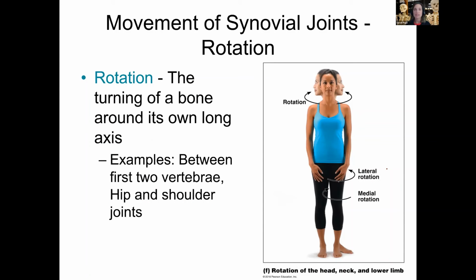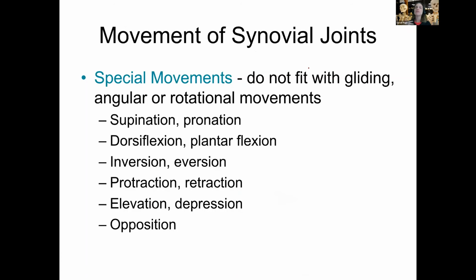Rotational movements, that's our last one. These are turning the bone around a long axis. So you can rotate your head and you can also rotate your arms. This is rotation, not circumduction. You can do the same thing with your feet and your legs. Those are some very general types of movements that we find within our synovial joints, like flexing and extending.